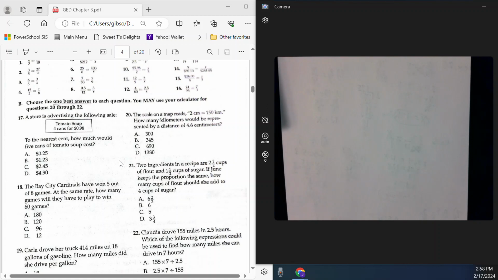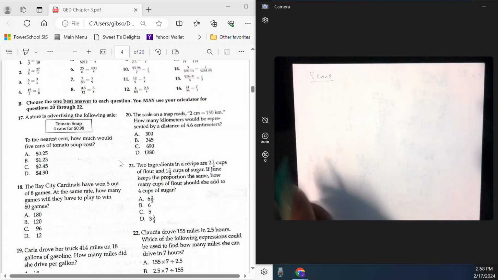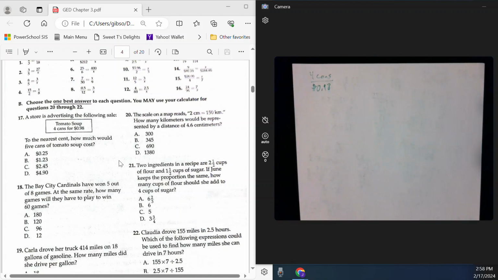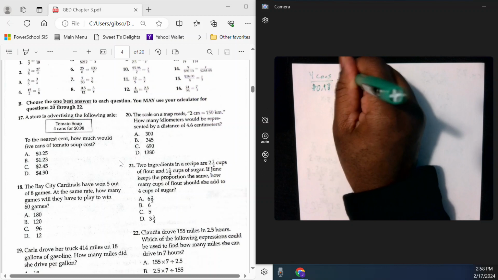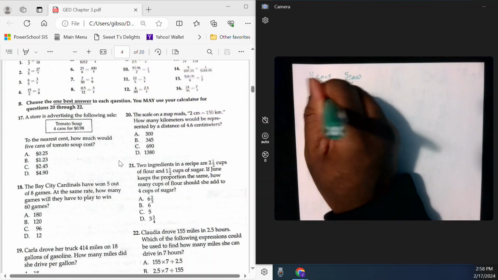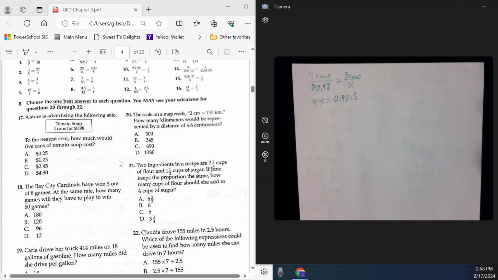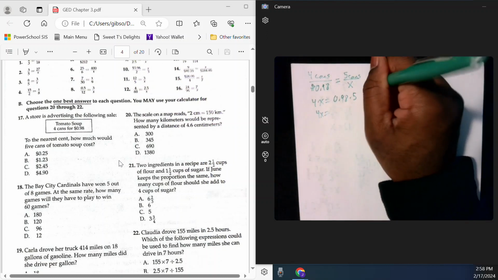So let's set this up. 4 cans all over 98 cents. Okay, 4 cans for 98 cents. Now we're given 5 cans. So cans go with cans. And we want to find the cost, which would be X. Now we cross multiply. 4 times X is equal to 0.98 times 5. So we will have 4X is equal to, we could take 0.98 times 5.